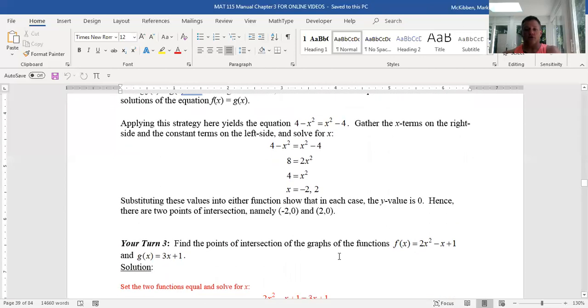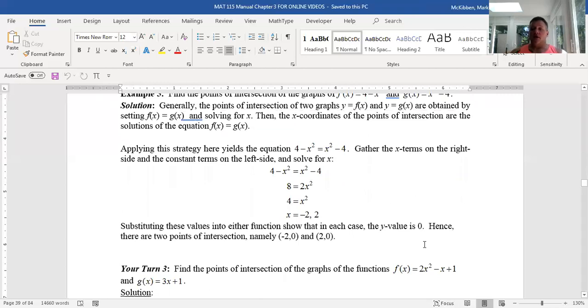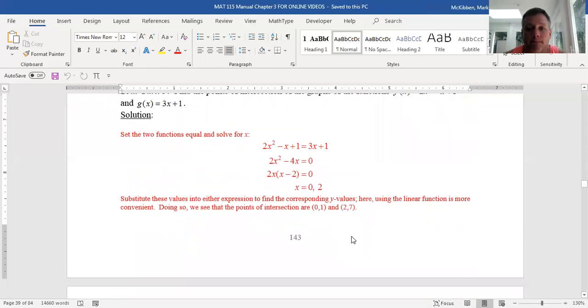I'll let you do your turn 3. It's basically the same, only now we have a quadratic and a line, right? But the principle is the same. If you want to find points of intersection of two functions, you set those functions equal to each other and solve for x. I'll pull up the solution for you to read, but pause it and do that. Okay, so just note here that I set them equal to each other. That's a quadratic, so I'm going to solve it for x by moving everything to the left side, and then I use the factoring method. So just make sure that you got those answers before going on.